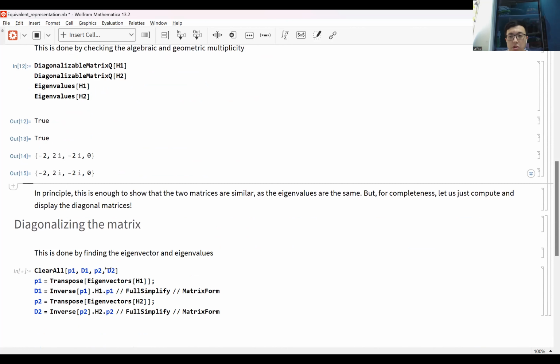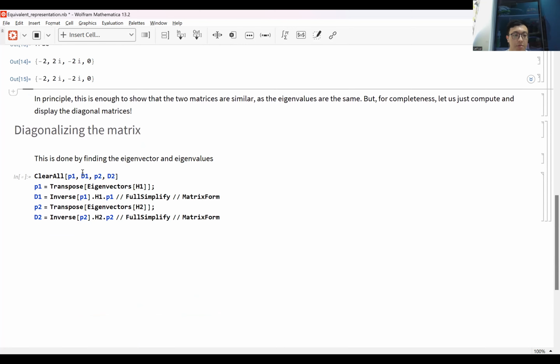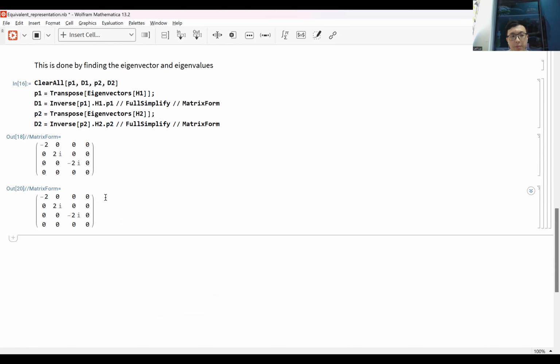In principle, this is enough to show that the matrices are similar, but just for completeness, let us display the diagonal matrices. So I'm going to clear the definitions here. Then I'm going to transpose the eigenvectors and construct them into diagonal matrices. This just constructs the diagonal matrix. I'm going to do this for both of these matrices, and we can see that the diagonal matrices for H1 and H2 are exactly the same. So they are similar matrices, and this implies that they are equivalent representations.